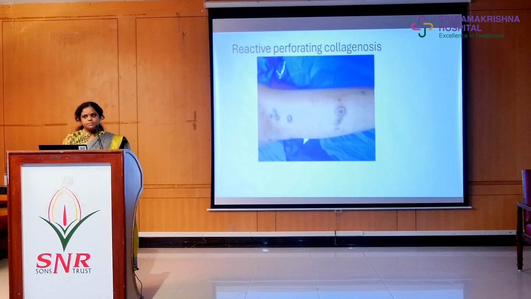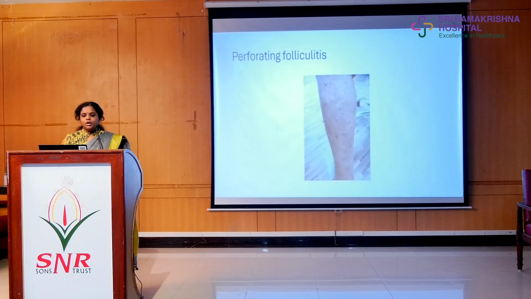There are 4 conditions in perforating dermatosis. One of them is Kyrle's disease. Second is reactive perforating collagenosis. The difference is like Kyrle's disease, it will be collagen extruding from that. Similar type of condition is reactive perforating collagenosis. This is also associated with renal disease and diabetes mellitus. The patient had diabetes. This is perforating folliculitis. This is also a perforating dermatosis. So this is also associated with diabetes. This patient had diabetes for the past 20 years.